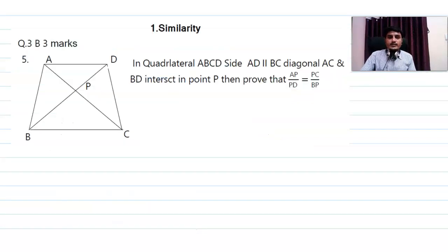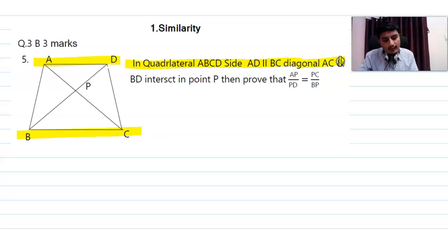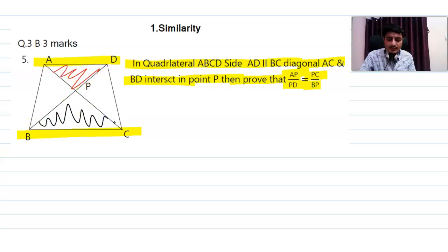Now look at the next and last question from 3B. In quadrilateral ABCD, side AD is parallel to the side BC, that means the given quadrilateral is a trapezium. Diagonal AC and BD intersect in point P. Prove that AP upon PD equals PC upon BP. So look at AP, PD, PC and BP. Those are the sides of the triangle APD and the triangle BPC.